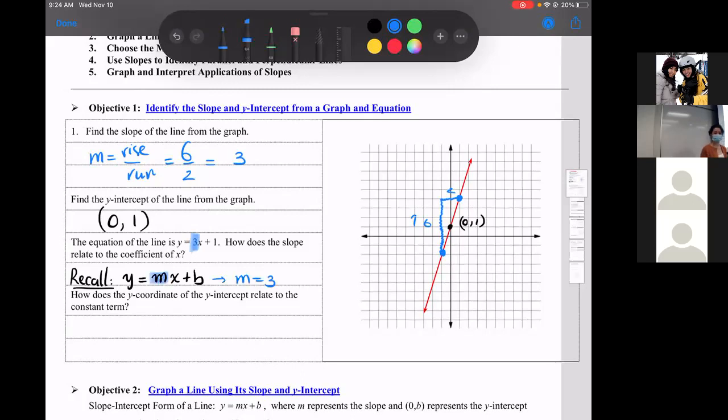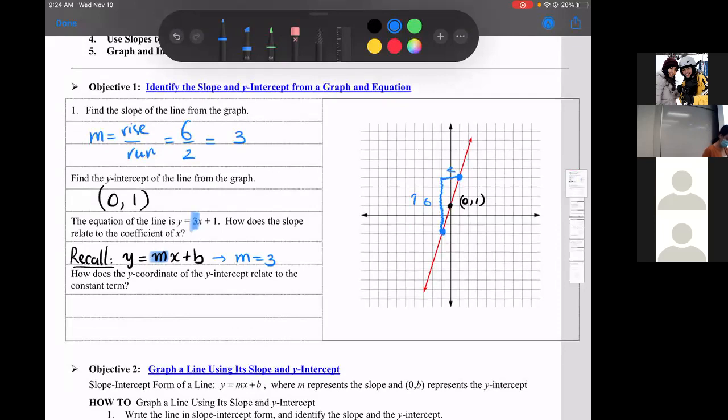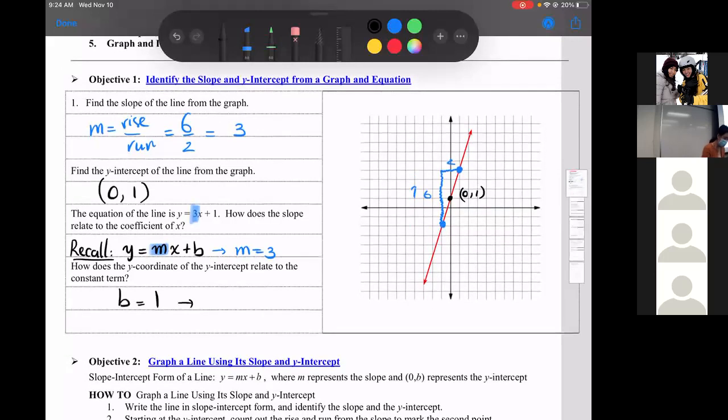How does the y-coordinate of the y-intercept relate to the constant term? What does b equal here? Yeah, 1. mx plus b, so with 3x plus 1, b is 1. Right, so it's the same. Is b always 1? Not always 1, it depends on what you have next to it. So if I say 3x minus 2, then b will be minus 2.